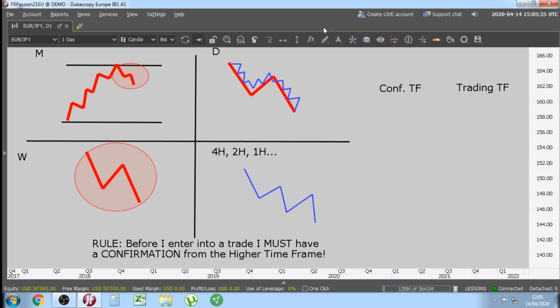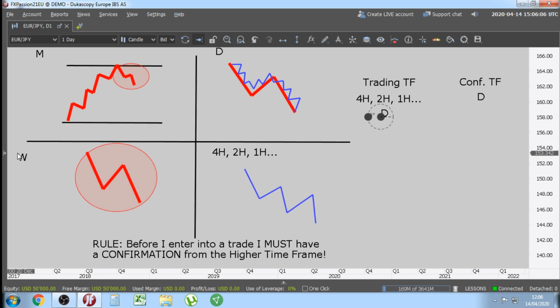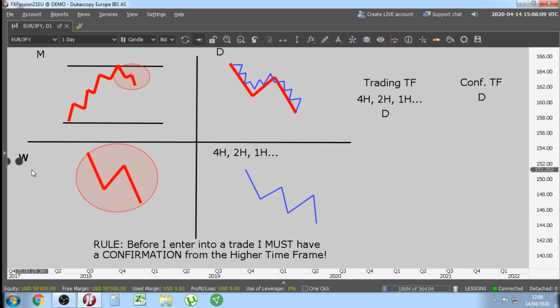Okay, so if you are going to enter, everybody, so let's change this to trading time frame and confirmation time frame. If you are going to enter from the 4-hour chart, 2-hour chart, 1-hour chart, your confirmation time frame is going to be the daily chart. If you are going to enter from the daily chart, your confirmation time frame is going to be the weekly chart. And if you are going to enter from the weekly chart, your confirmation time frame is going to be the monthly chart.